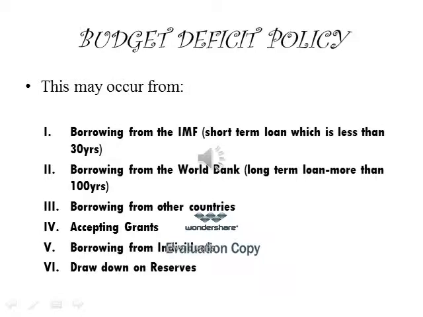Sources of financing for a budget deficit are borrowing from the IMF, short-term loan less than 30 years. Borrowing from the World Bank, long-term loan more than 100 years. Borrowing from other countries, accepting grants, borrowing from private individuals, and drawing down on reserves.